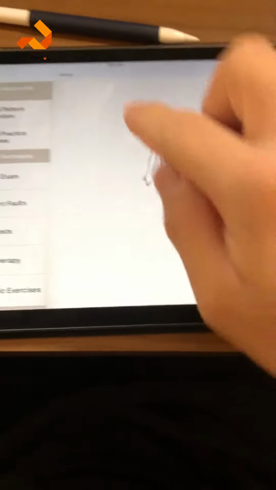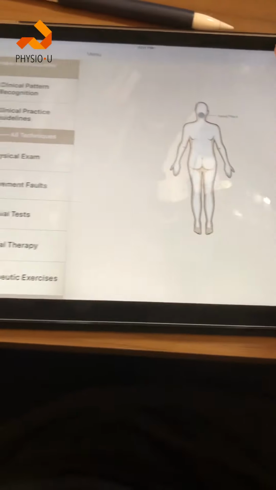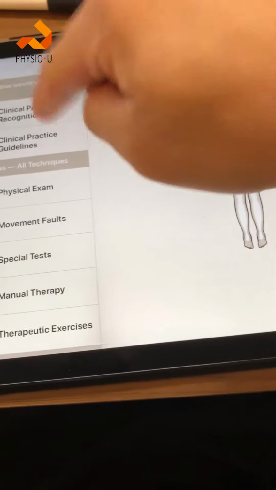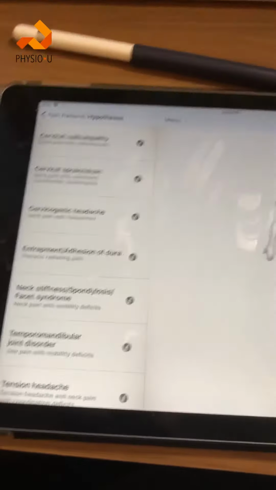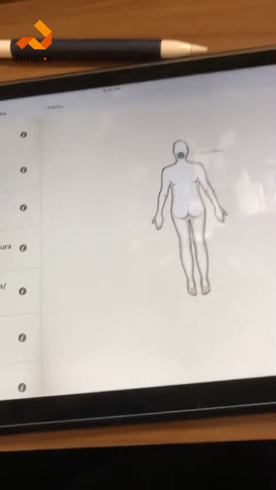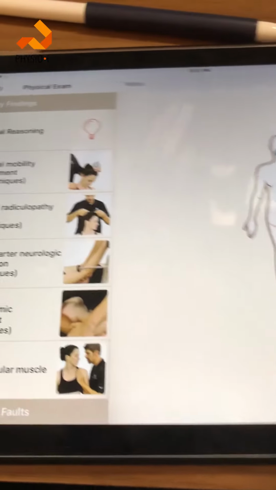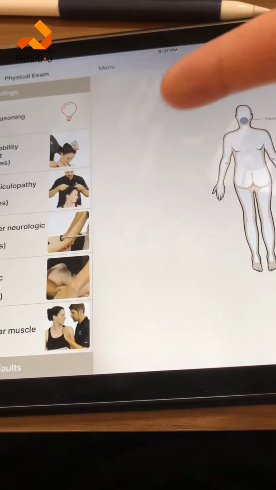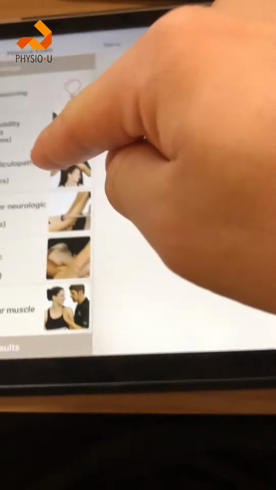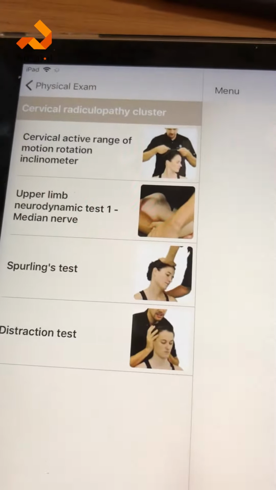So for example, here I have it up right now. I have the cervical spine app here, and we're going to go to clinical pattern recognition. We're going to go to all diagnoses, and let's say I go, okay, so radiculopathy, what are the things that I need to look for in my physical exam that can rule in radiculopathy? So radiculopathy has what's called the cluster, right? So you go to the cluster and it's all right here.